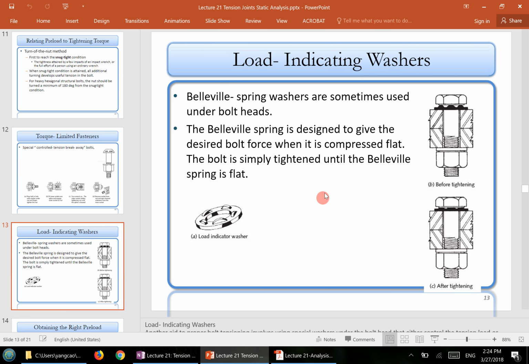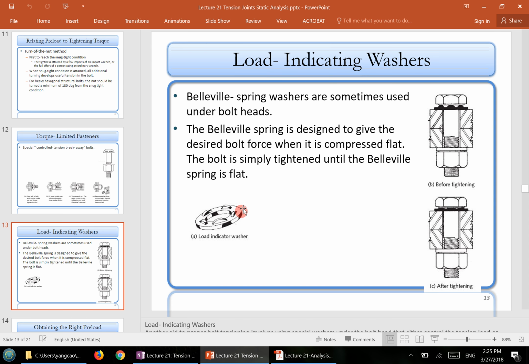And this one here is using the so-called load indicating washer. This type of washer is called the Belleville spring washer. The Belleville spring washer is used sometimes under the bolt head, but mostly between the member and the nut. It's designed to give the desired bolt force when the top notches are fully compressed flat. Then that's an indication that the right torque or amount of preload has been achieved.